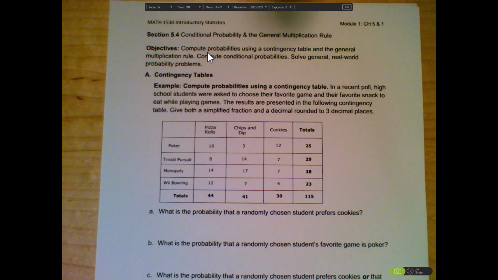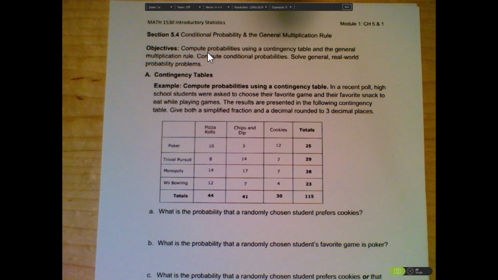This is section 5.4, conditional probability and the general multiplication rule. Our objectives are to compute probabilities using a contingency table and the general multiplication rule, to compute conditional probabilities, and to solve general real-world probability problems. We'll start with contingency tables, and in this example, we're to compute probabilities using the contingency table.